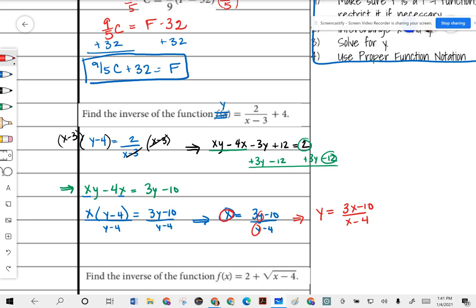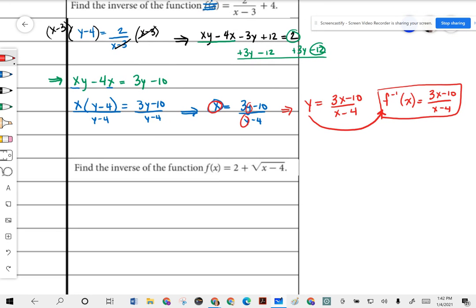And the very last thing is to make sure that if this is a function, which it is, a rational function, then we need to replace y with proper function notation. So in this case, f inverse of x is equal to 3x minus 10 over x minus 4. And I get to box my answer.